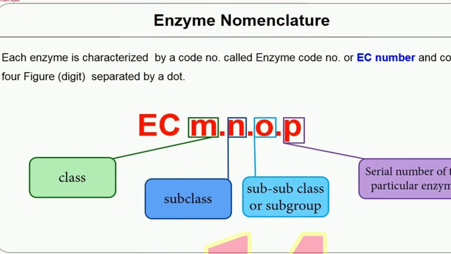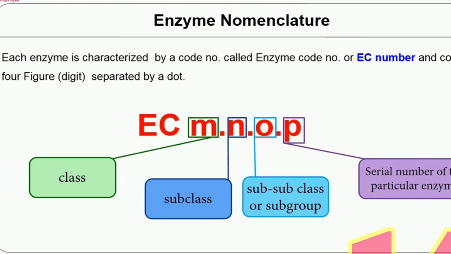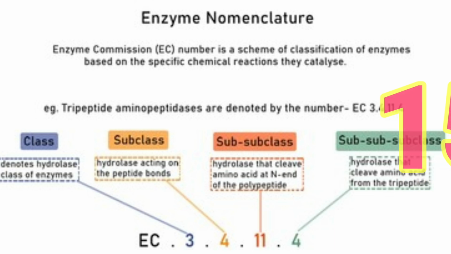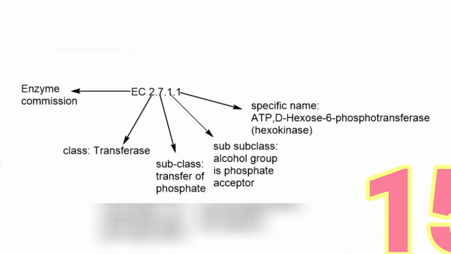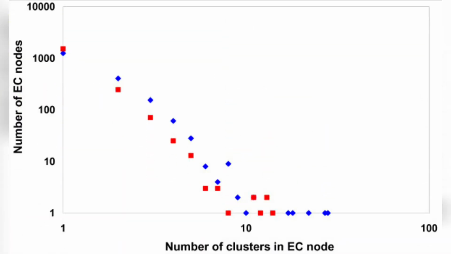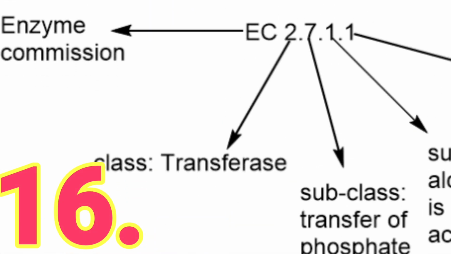According to modern classification, enzymes are classified into 6 classes and each class has 4 to 13 subclasses. According to this classification, each enzyme has a specific 4-digit number which indicates the position of the enzyme in the classification. For example, hexokinase has the number 2.7.1.1. That 4-digit number classification of enzymes is called the EC number.